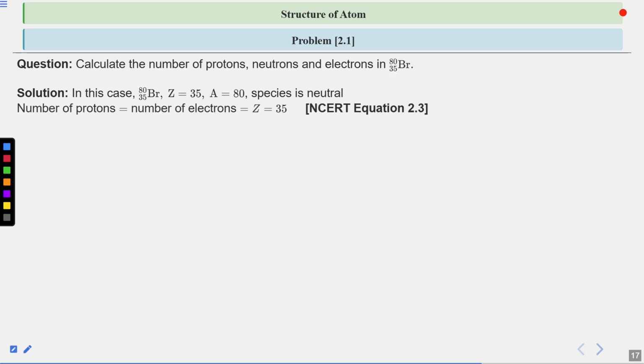So the first question is very simple to answer. Since the number of protons is equal to the atomic number, therefore the number of protons is equal to 35. Okay.